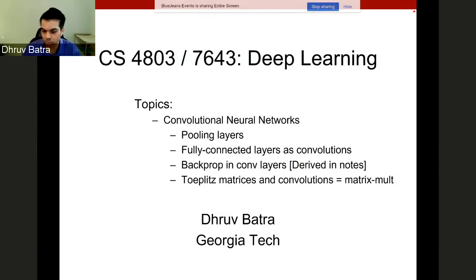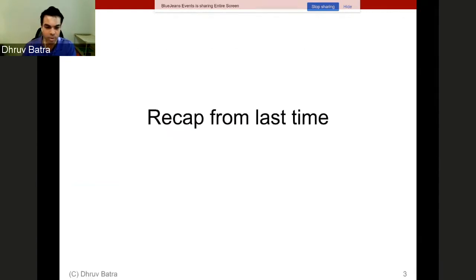We are picking up our conversation on convolutional neural networks. Today we'll look at a couple of things that we couldn't get to last time, and most importantly, we'll look at backprop and conv layers today. The full derivation is in the notes, but we'll walk through a couple of steps and some intuitions of pooling layers and fully connected layers as convolutions. So let's take a look at a recap from last time and pick up on our discussion from there.